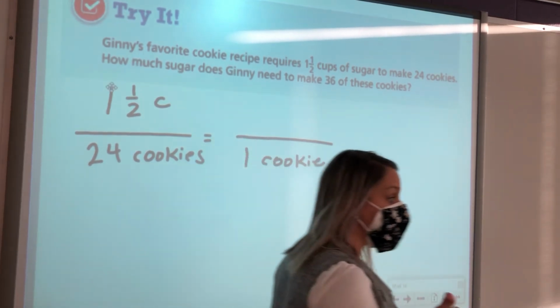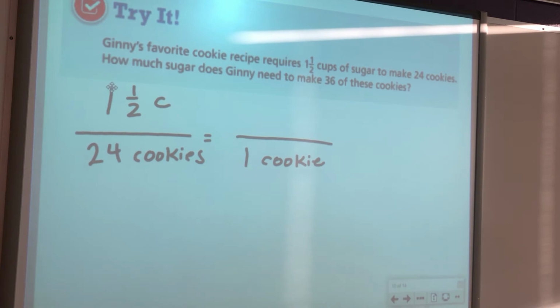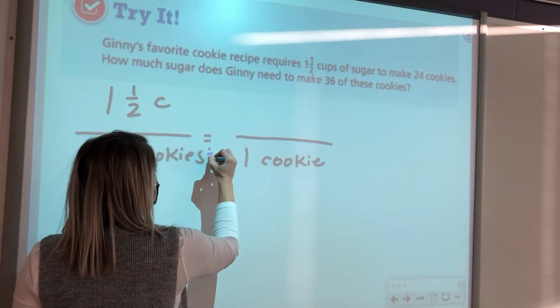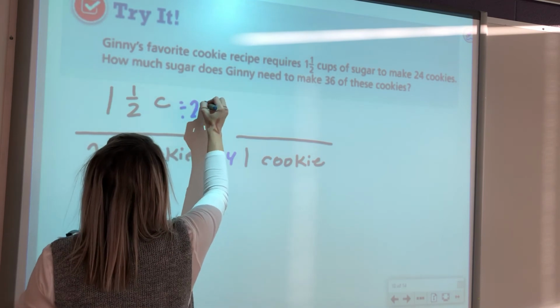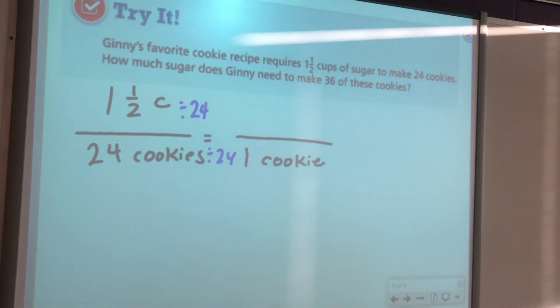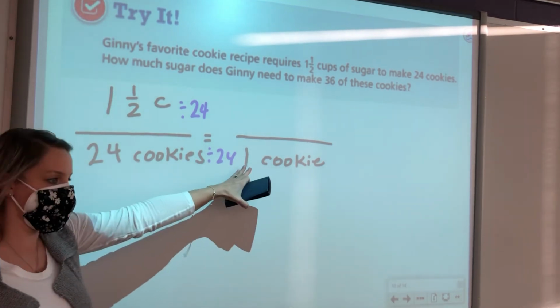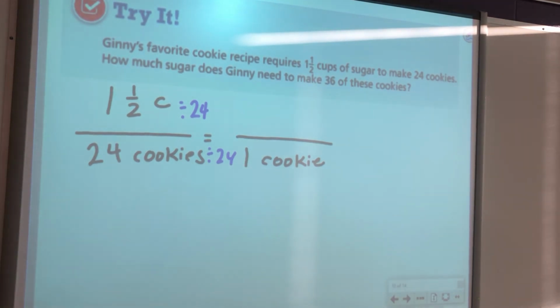Okay. Good. Now, how much sugar then, or how would I figure out how much one cookie needs? What do I have to do? We divide, right? So I divide top and bottom by what? 24. So 24 divided by 24 gets us to 1. So then 1 and 1/2.